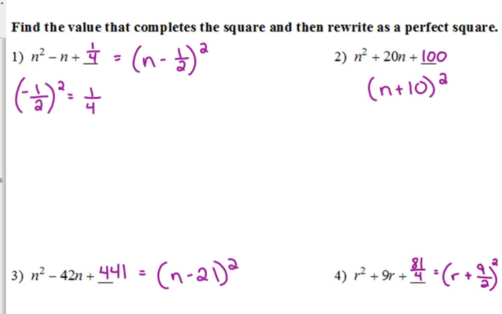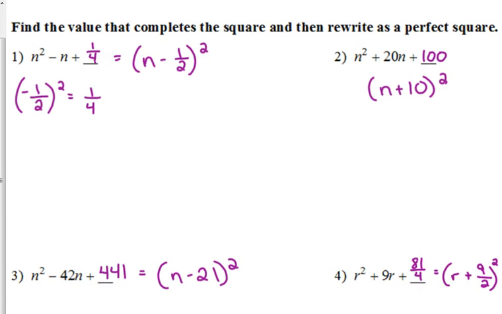These coefficients are not always evenly divisible by 2. For example, number 1 and number 4, those are odd numbers, so they're not evenly divisible by 2. I prefer that you leave them in fractional form. When you square a fraction, you square the numerator and square the denominator. So 1 half squared is 1 fourth, 9 half squared is 81 over 4.